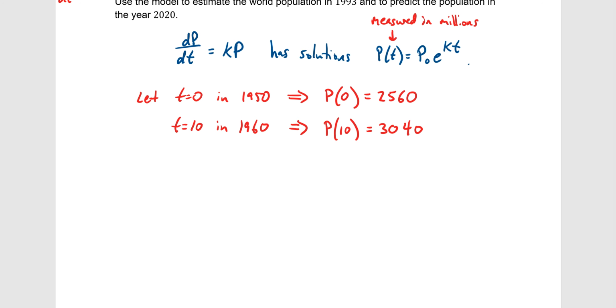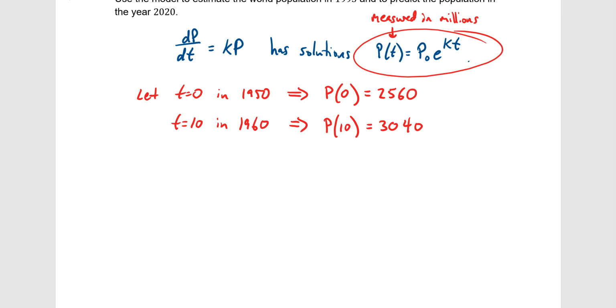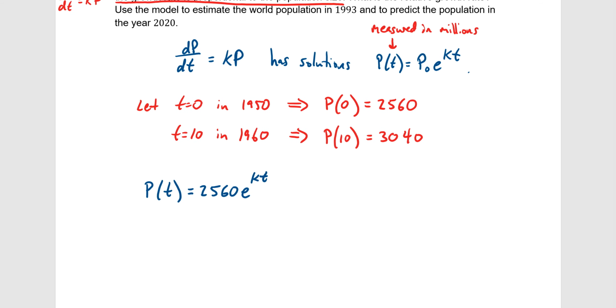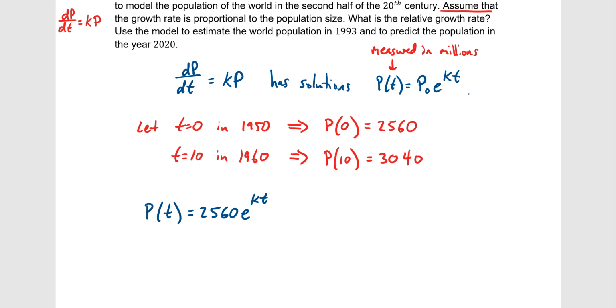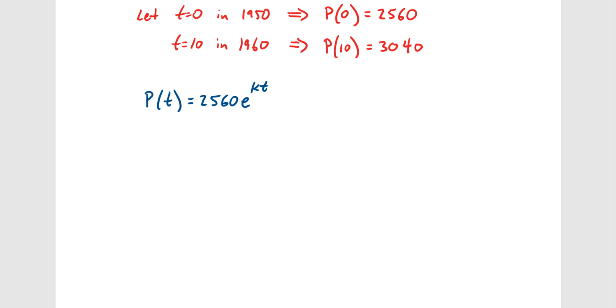Okay, so that means that now we can rewrite this equation right here to P of t equals, we have P naught right here, so that's going to be 2,560 e to the kt. So that's what we have so far. The first question now that we have is, what is the relative growth rate? So the relative growth rate is k, right? So we need to find k.